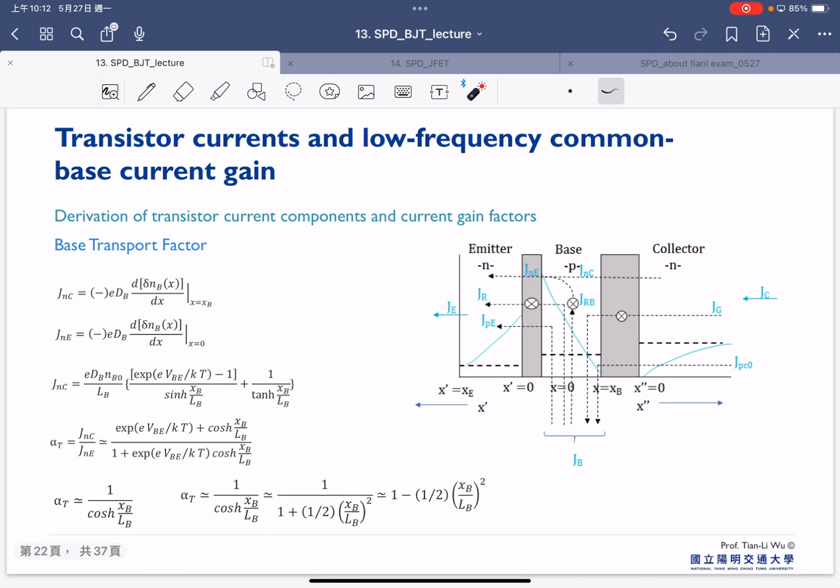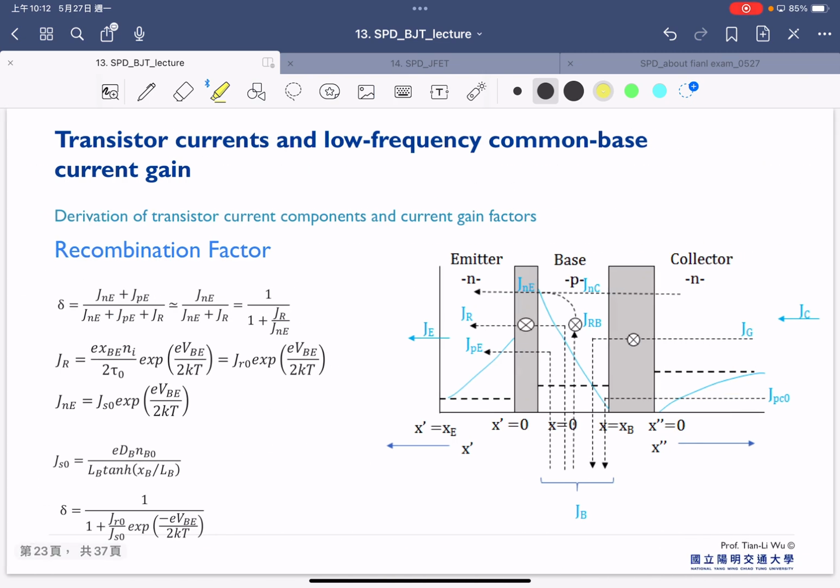And similarly, for the base transport factor, you just put in all the equations we have known. Then in the end, we have these results as shown here. And also for the recombination factor here, this is our result.